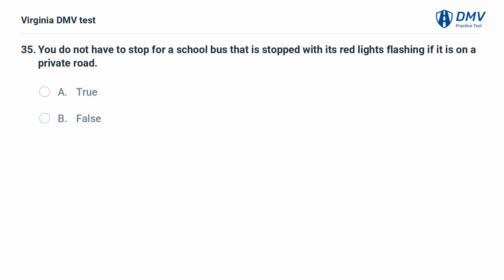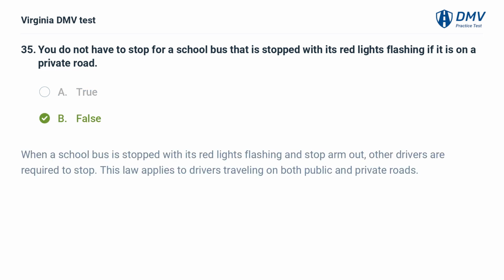You do not have to stop for a school bus that is stopped with its red lights flashing if it is on a private road. A. True. B. False. B. False. When a school bus is stopped with its red lights flashing and stop arm out, other drivers are required to stop. This law applies to drivers traveling on both public and private roads.